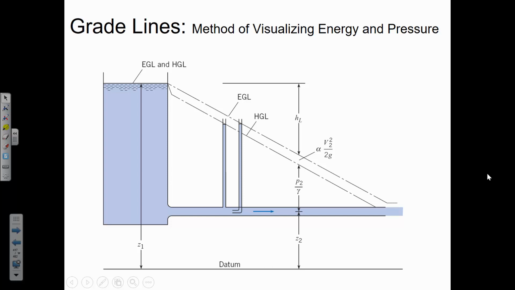the EGL is above the water because the water's still moving. So it still has velocity head, but it doesn't have pressure anymore. All right.